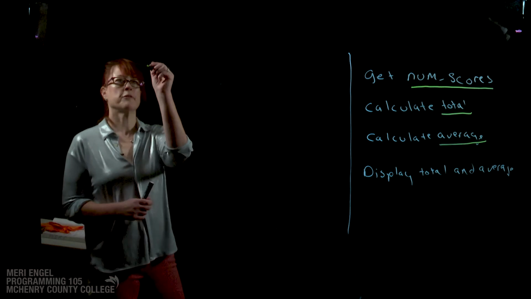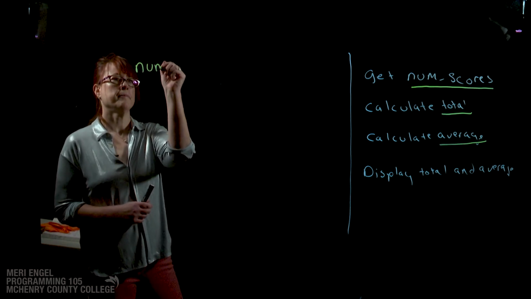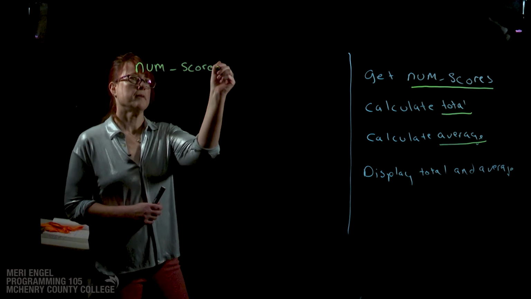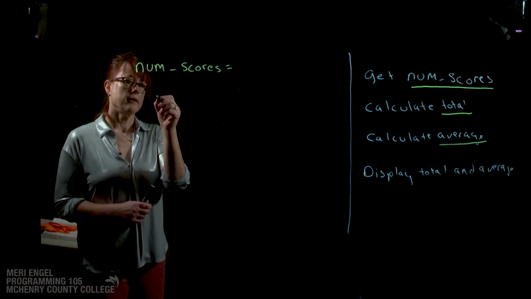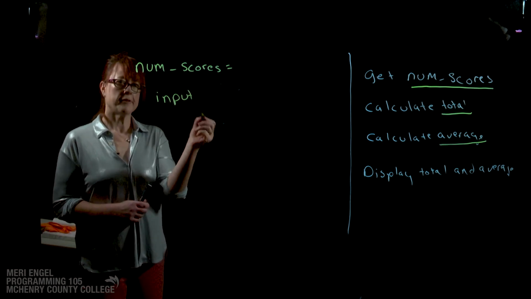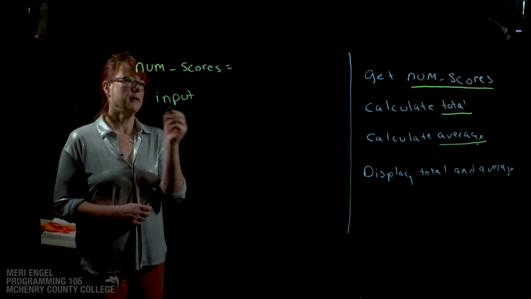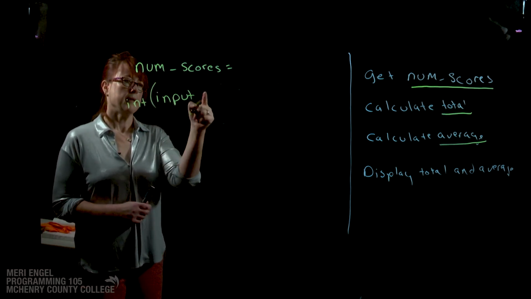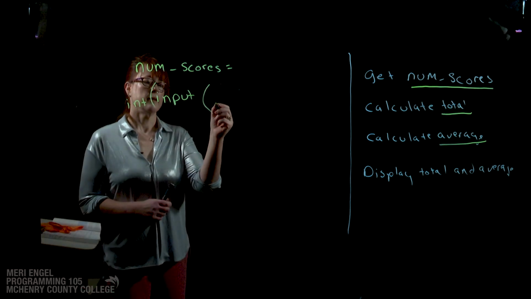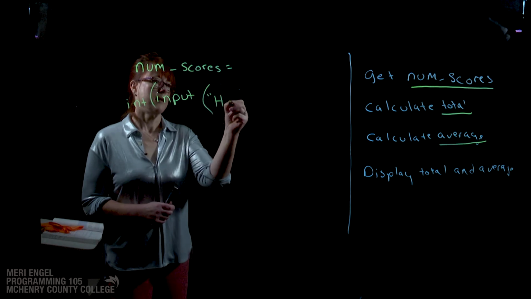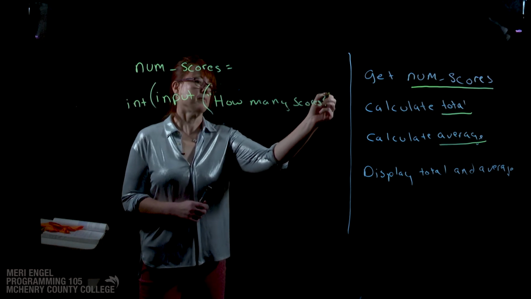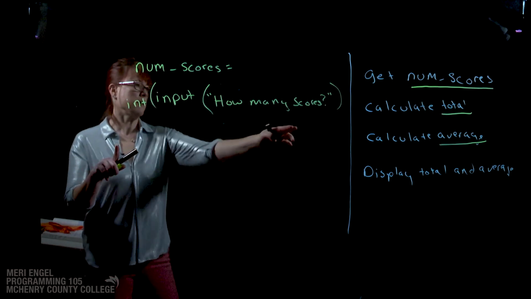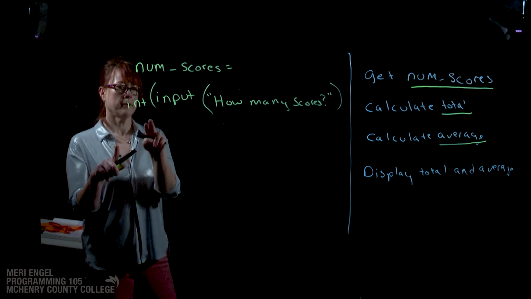So we're going to need to get num scores. So num scores is our variable. And I'm going to drop to the next line, but this will all be on the same line. And I'm only going to accept whole number input. So I'm going to do int input, how many scores. And so now I've gotten our total for our range from our user, and we've converted it to an int, so I can now use it in a meaningful way.